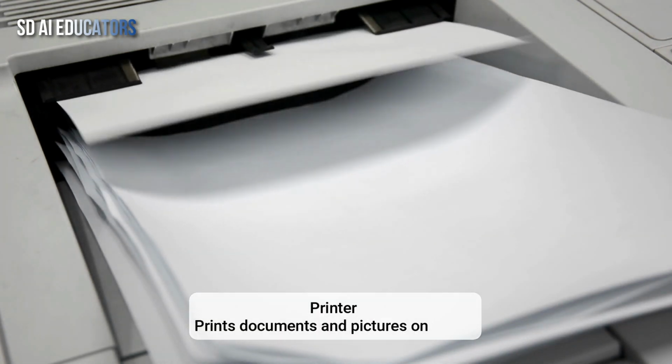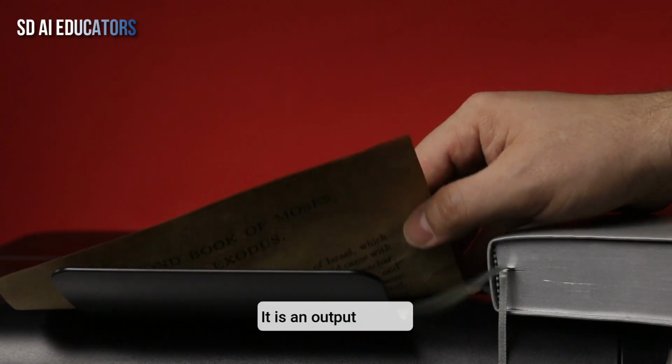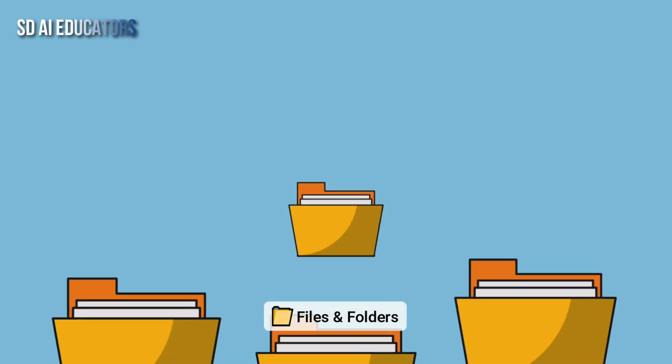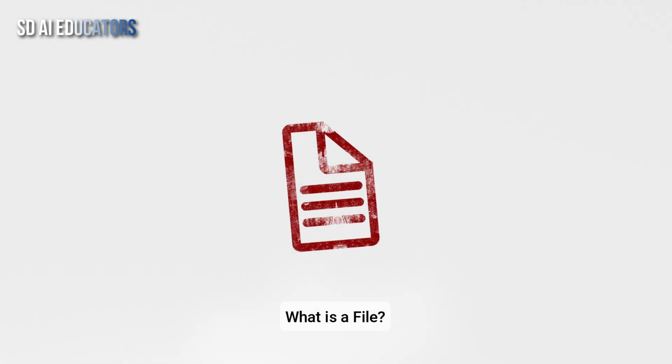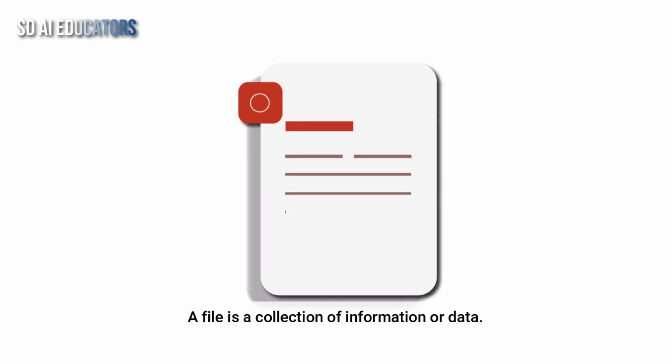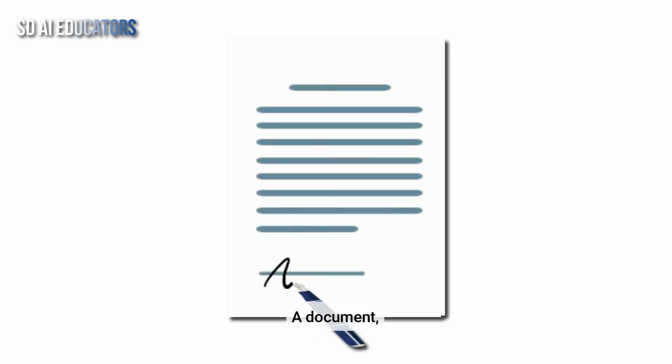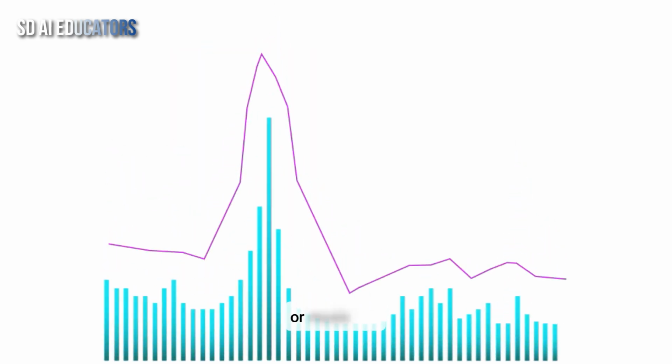6. Printer prints documents and pictures on paper. It is an output device. Files and folders. 1. What is a file? A file is a collection of information or data. Examples: a document, picture, video, or music file.